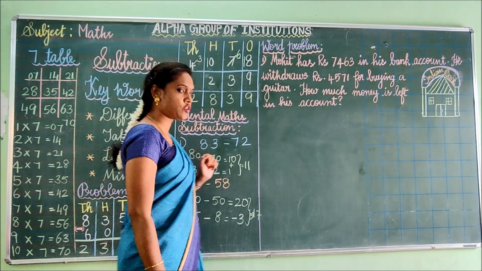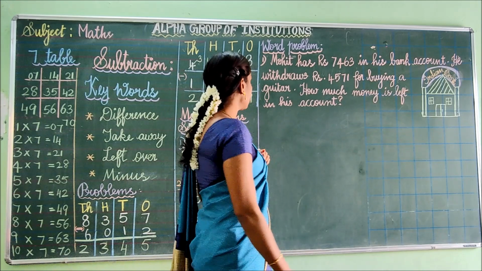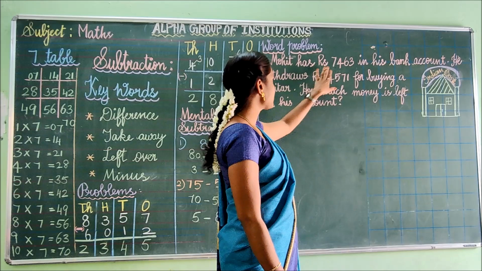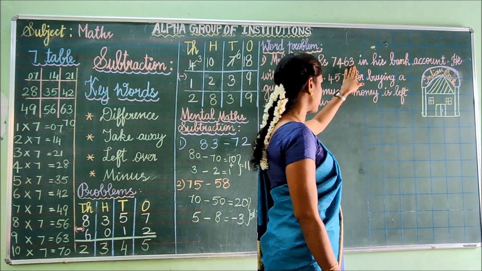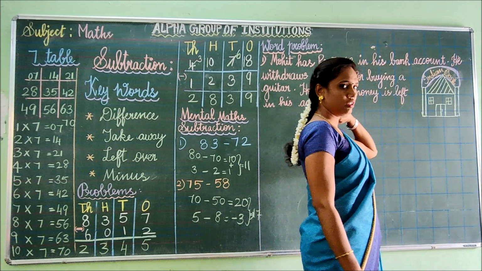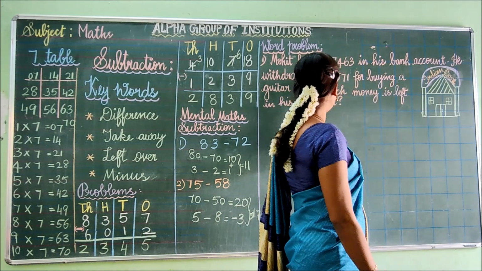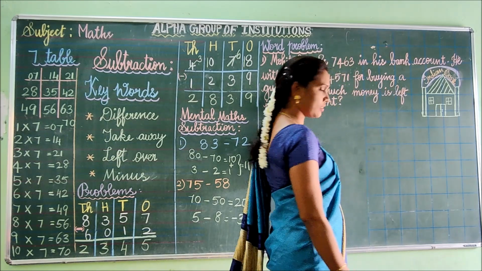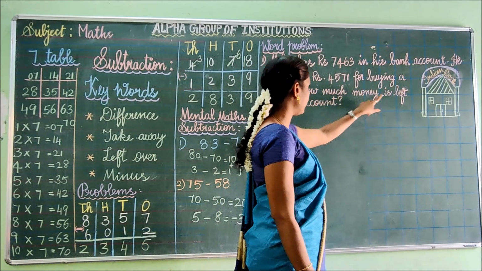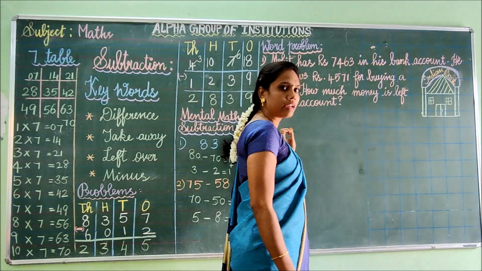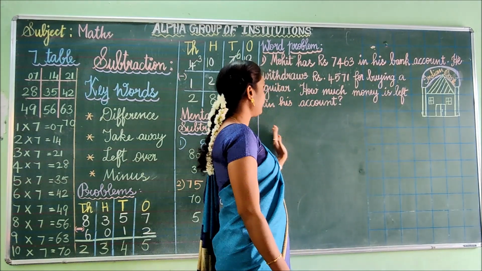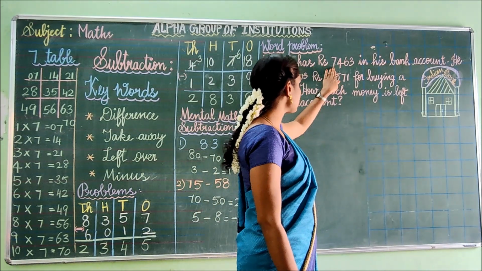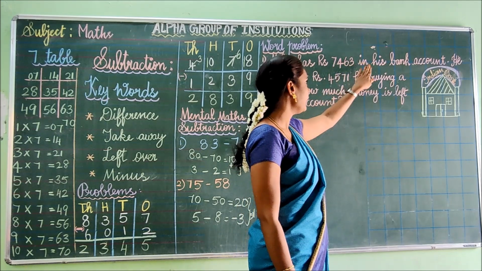Okay, fine. Shall we move on to the story problem, children? Yes. See here, word problem. See the question first. Mohit has rupees 7,463 in his bank account. He withdraws rupees 4,571 for buying a guitar. How much money is left in his account? Can you understand the question? I'll read it again and explain it to you. See here, Mohit is a boy. He has rupees 7,463 in his bank account.